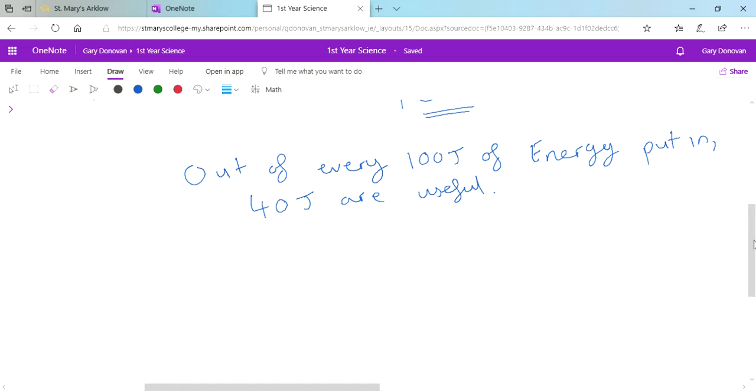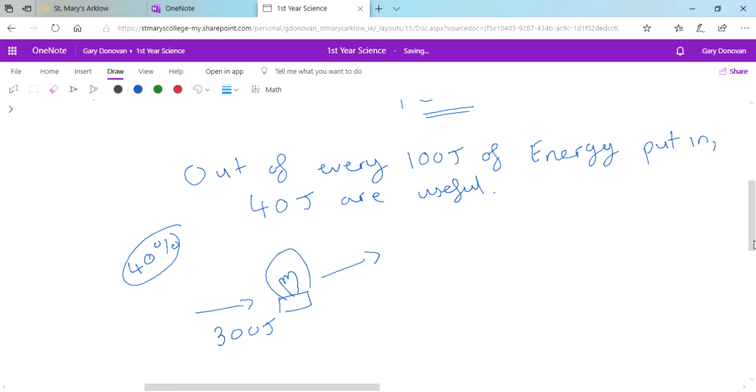Could you figure out in your head that if 300 joules went into that light bulb, how many would be useful if it had a 40% efficiency? Well, for every 100, 40 are useful. So that would mean that 120 joules are useful in this case, useful as light energy. And could you figure out how much is wasted then? Well, if 300 went in, 120 joules are useful, it must be 300 minus 120, which is 180 joules wasted as heat.